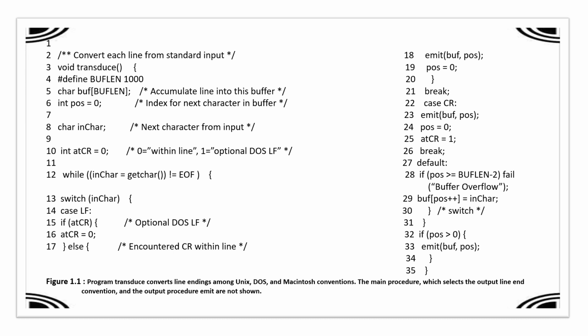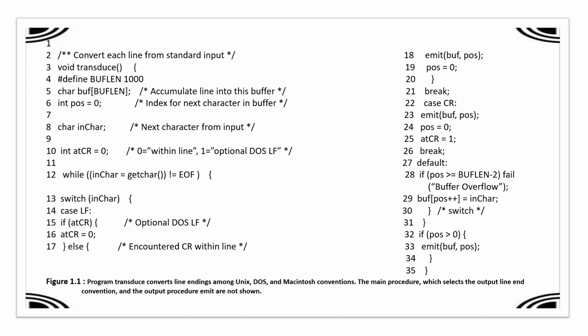Here is a program which converts line endings among Unix and DOS. The main procedure, which selects the output line end conversion, and the output procedure emit are not shown in this program.